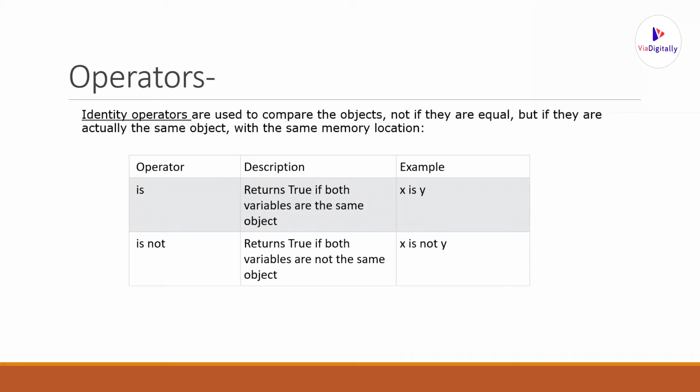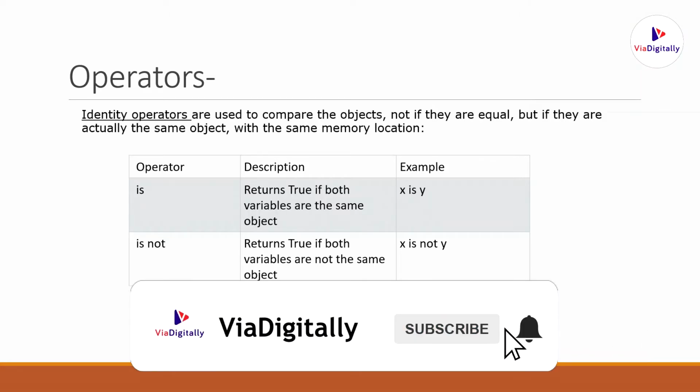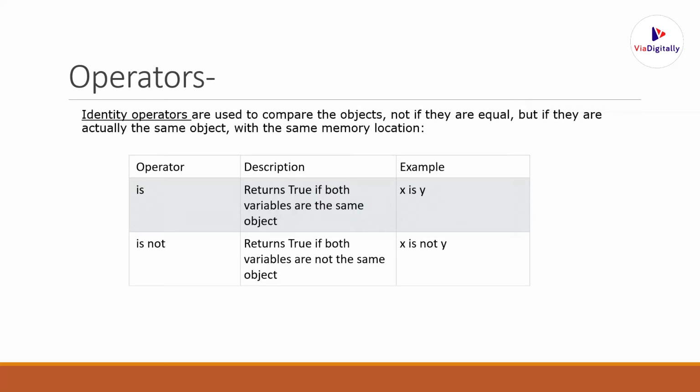Coming to identity operators, what are identity operators basically? True, right? You may not have heard of this word, identity operators, in any other programming language, but Python provides us two identity operators, is and is not. Let us check the definition of identity operators now.